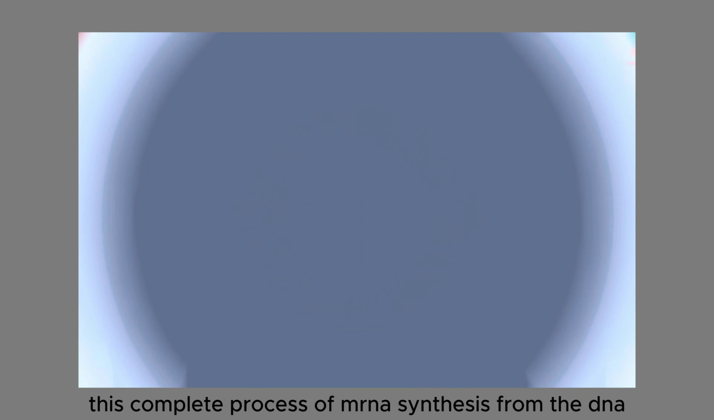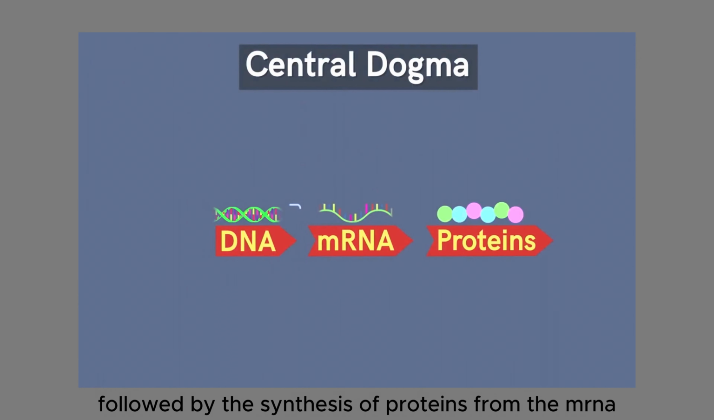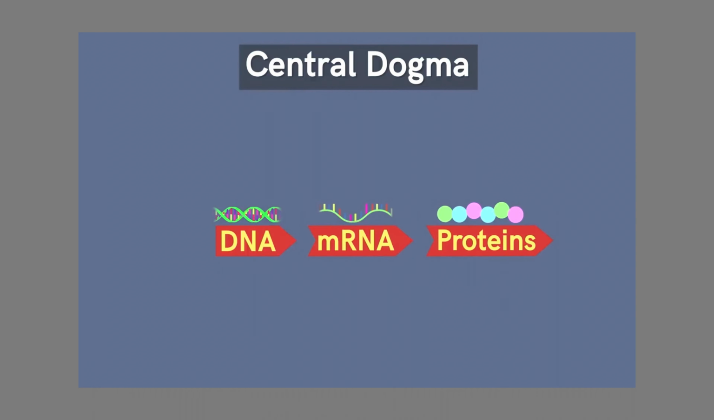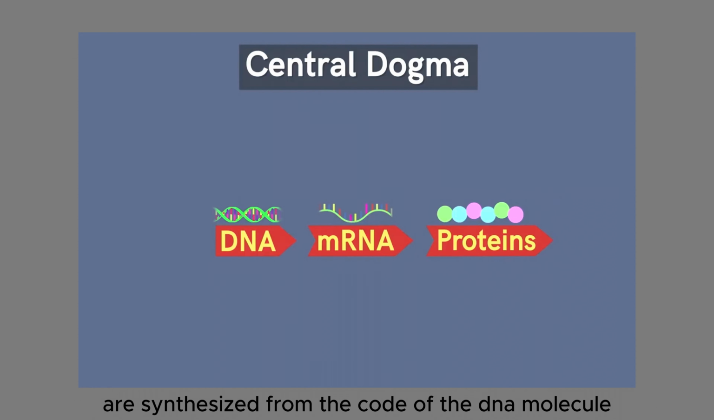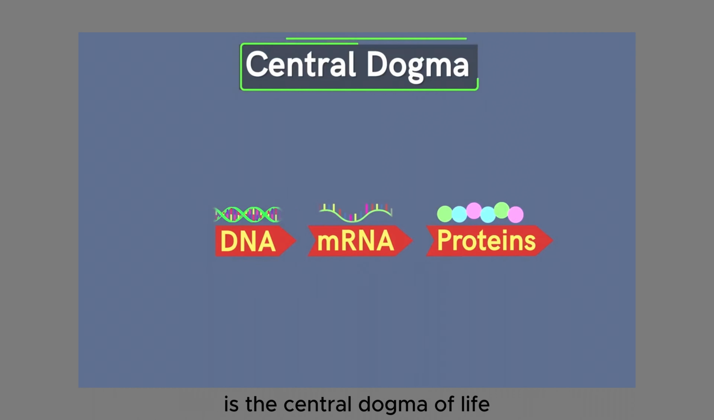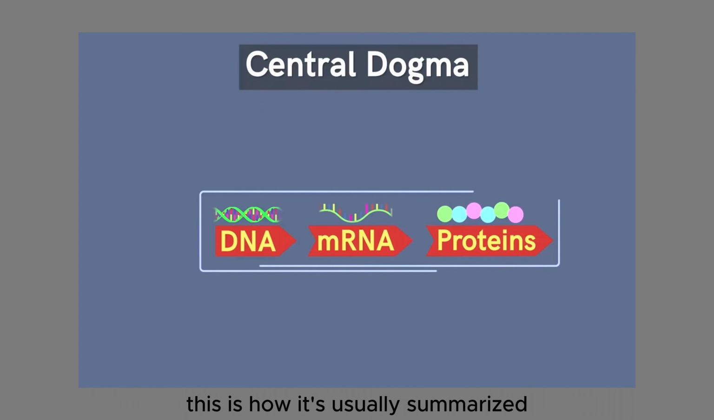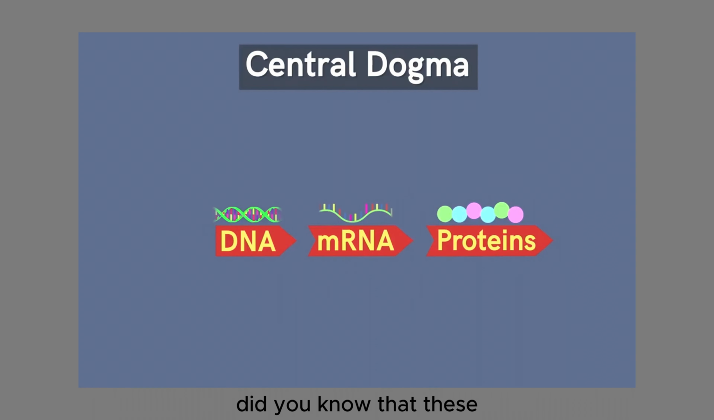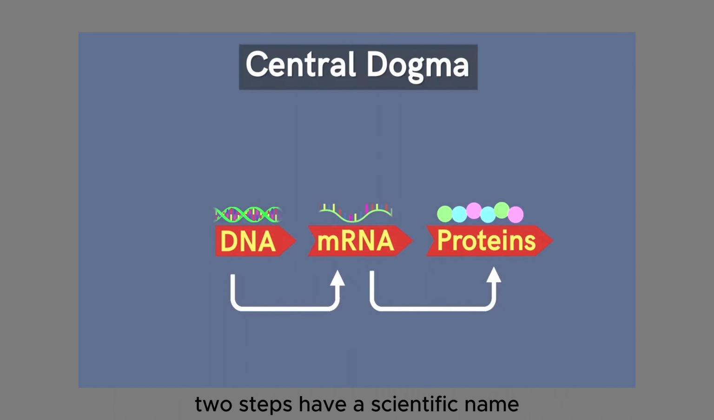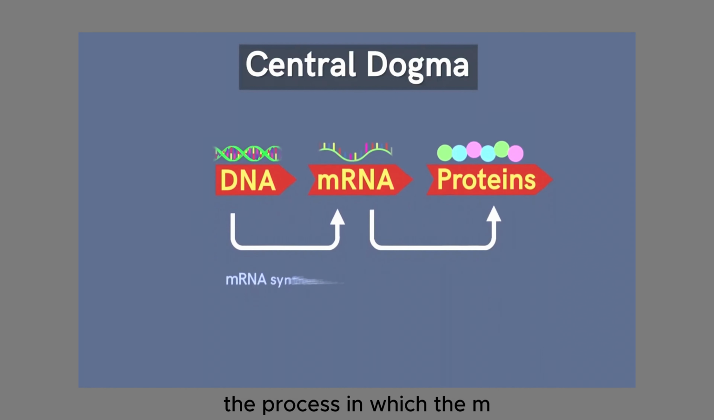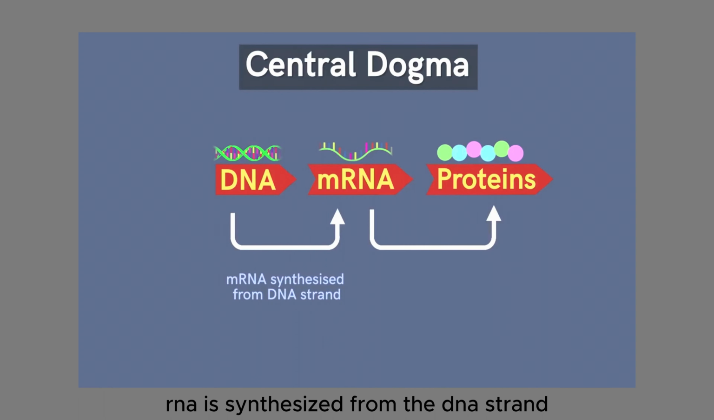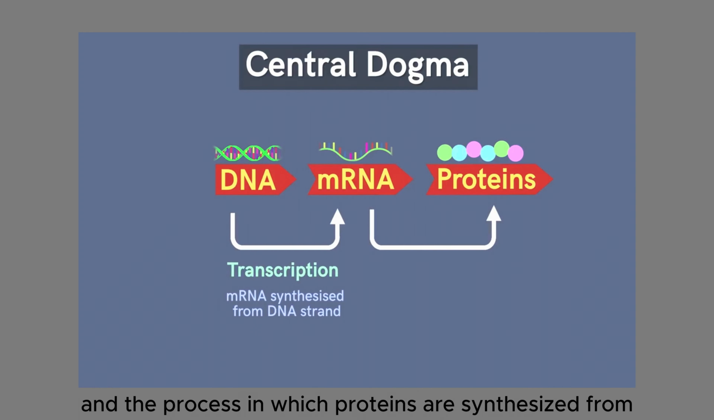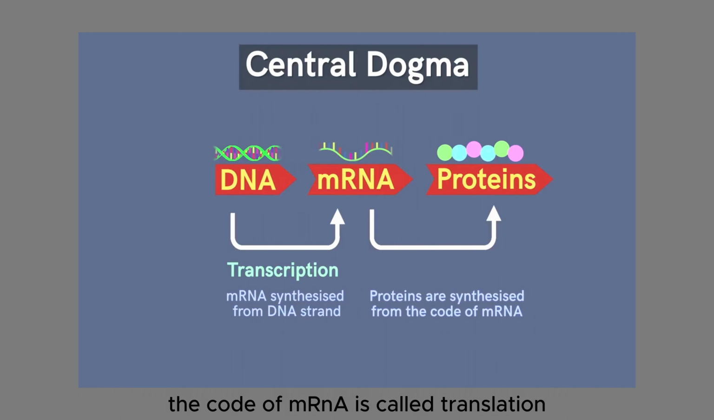This complete process of mRNA synthesis from the DNA, followed by the synthesis of proteins from the mRNA, is called the central dogma. In other words, the simplest process by which proteins are synthesized from the code of the DNA molecule is the central dogma of life. This is how it is usually summarized. Did you know that these two steps have scientific names? The process in which the mRNA is synthesized from the DNA strand is called transcription. And the process in which proteins are synthesized from the code of mRNA is called translation.